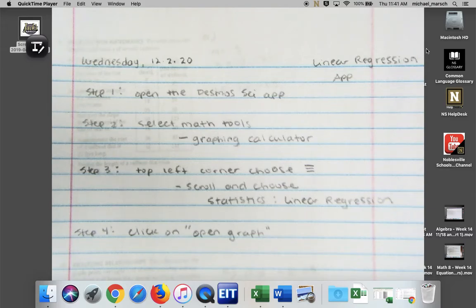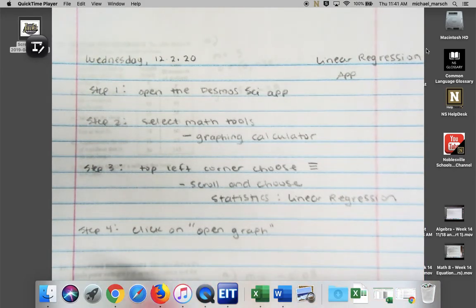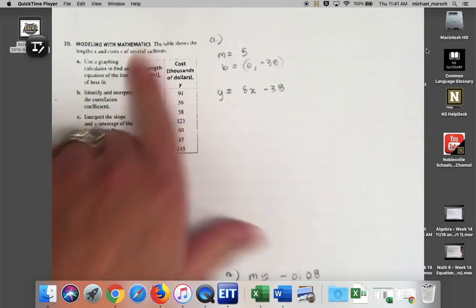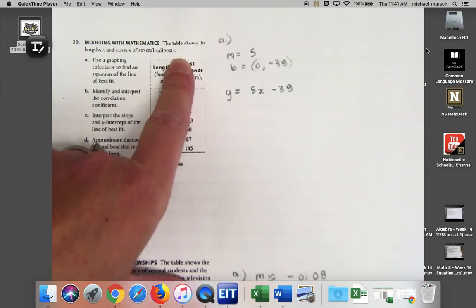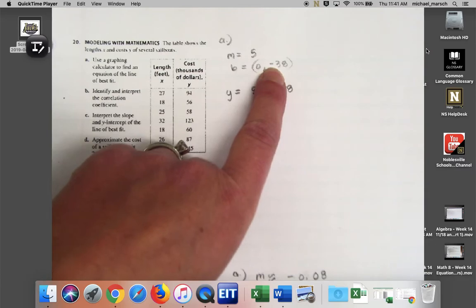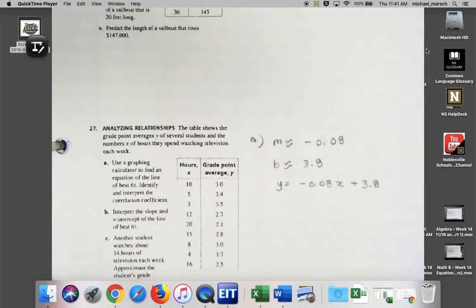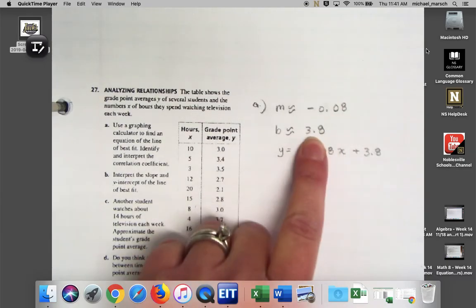Okay, so we have the notes you guys should have taken yesterday. Clearly, there were some shortcuts I was not aware of, and it's fine. However you get there is all that I'm concerned about. On the next page, we talked about doing the linear regression for this situation, length of a boat and the cost. We rounded this to 5, and we estimated this to negative 38. Then I asked you to do a linear regression down here for number 27. Did everybody perform that linear regression? Yes. Okay. This one wasn't as easy to round to nice whole numbers.